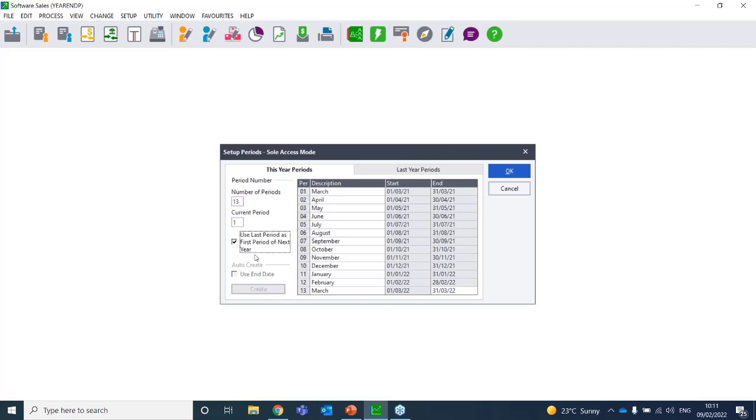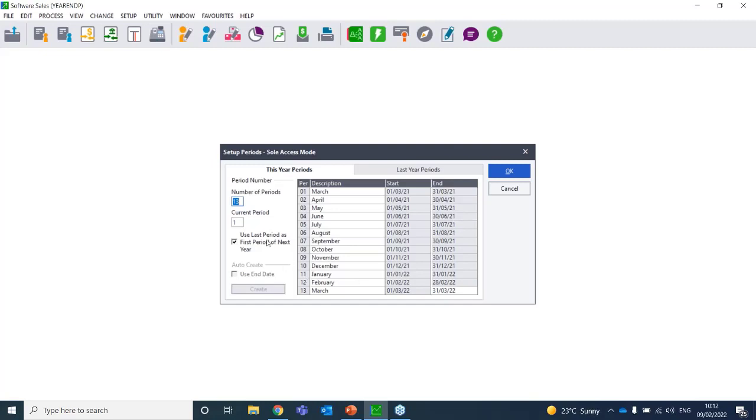Now guys, a lot of the time people ask, what exactly does this mean? What does it mean if it's ticked? What does it mean if it's not ticked? If it's ticked, it means whatever the last period is, irrespective of the number of periods, and guys, I can't change it, but if this was 12, that would be February. If it was 5, that would be July. Whatever the last period is in your list, that is going to become period 1.